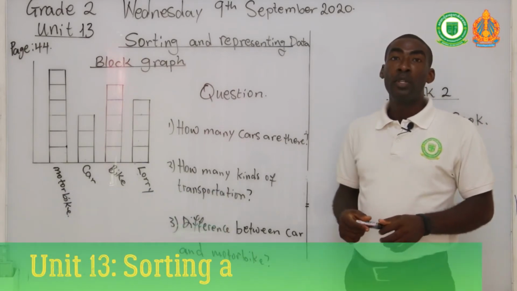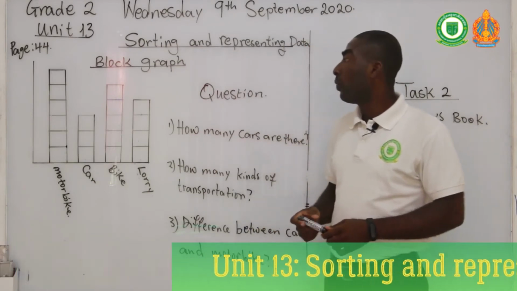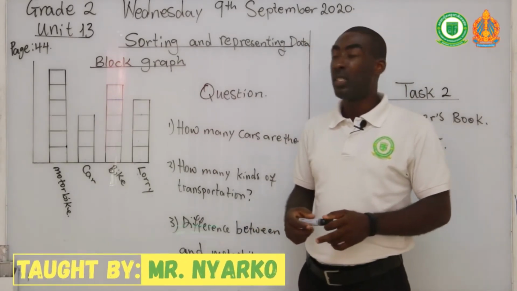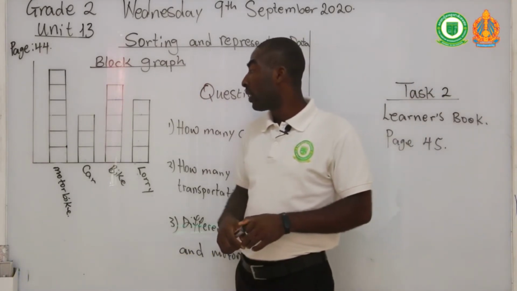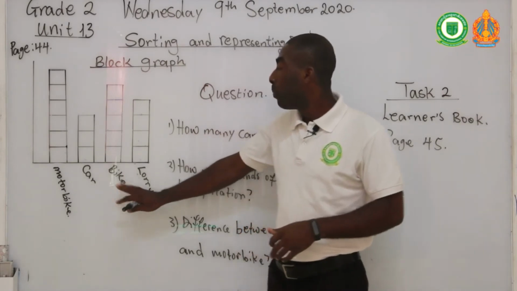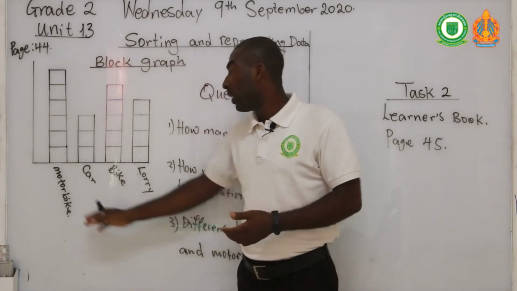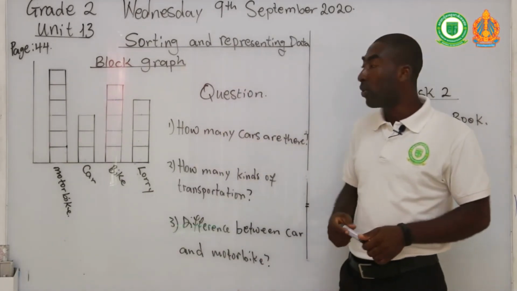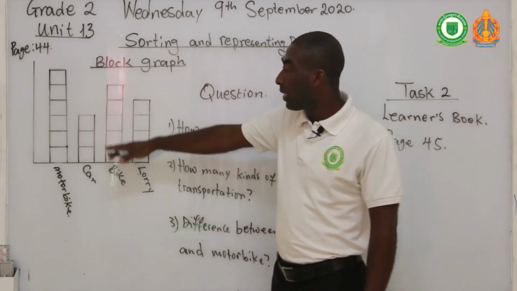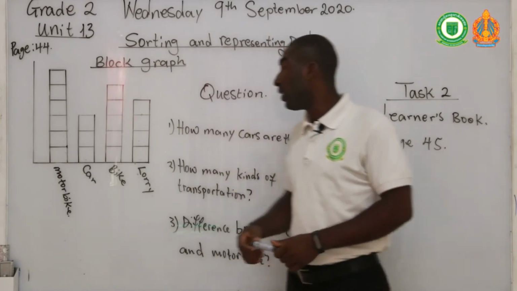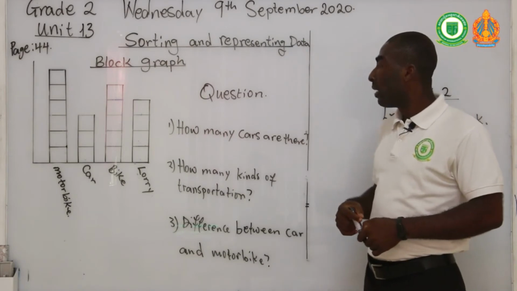In this lesson, we've been using block graphs to explain our data. In this video, we are going to look at types of transportation systems in our country. We are going to concentrate on motorbike, car, bike, and lorry. A bike is a bicycle, and we all know what a motorbike is. These are the data that we collected on these kinds of transportation, and we have some questions that we have to use our graph to answer, okay?